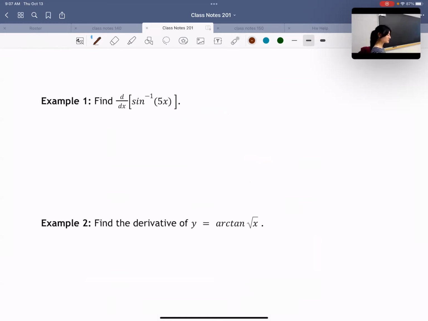Chain rule, right? There's an inside and there's an outside. Let's figure out what the inside is. What is the inside function? 5x, good. And what's the outside? Yeah, sine inverse or sine to the -1 or whatever you want to say. I like saying sine inverse because it takes away the idea that sine is raised to a power. We're not raising sine to any power here. So, derivative of the outside.